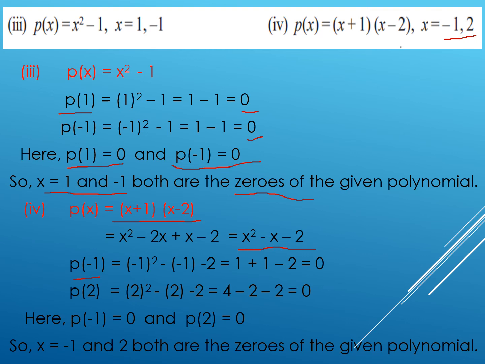After solving we are getting 0. Then p(2) is equal to, now we will put the value of the variable as 2. So it will be 2 square minus 2 minus 2 and we are getting 0. In this case also we are getting p(minus 1) is equal to 0 and p(2) also 0. That means x is equal to minus 1 and 2 both are the zeros of the given polynomial.